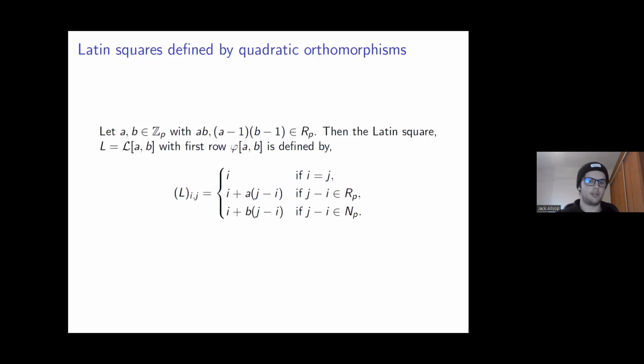So if we combine this result with the result which says that a diagonally cyclic matrix whose first row is an orthomorphism is a Latin square, then we can define this infinite family of Latin squares. So let a, b in Zp satisfy the conditions from the previous slide, then this map phi_ab is an orthomorphism, and we can define the diagonally cyclic Latin square whose first row is defined by phi. And we're going to denote that Latin square by L_ab. So explicitly, L_ab is given by the formula here on the slide.